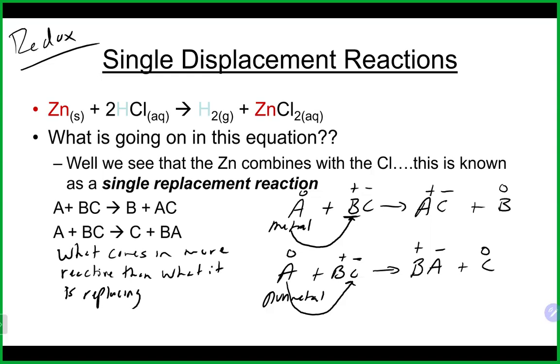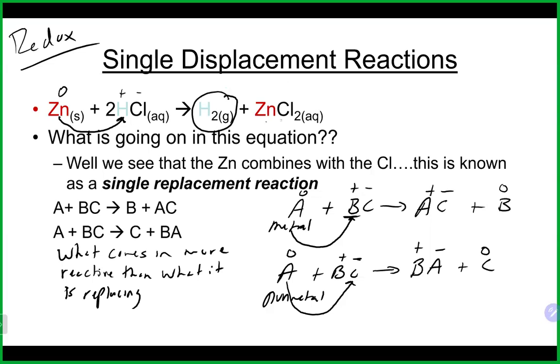So for example, the one we have here, this is zinc with no charge. That's hydrochloric acid, which is a positive negative thing. When zinc comes in, it kicks out the hydrogen. When hydrogen gets kicked out, it becomes molecular hydrogen, which is hydrogen gas. If you do this reaction, you'll see bubbles, and that's the hydrogen gas bubbling, basically.